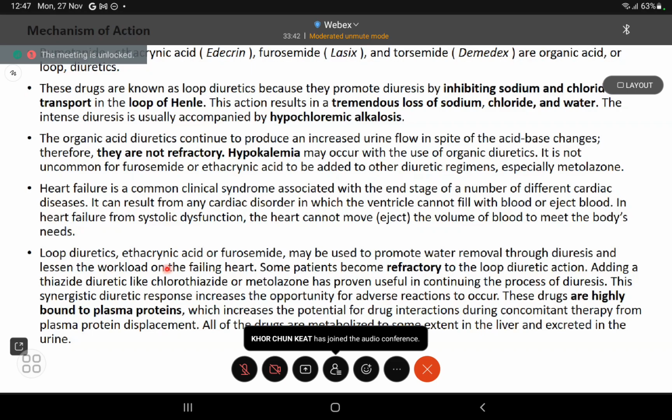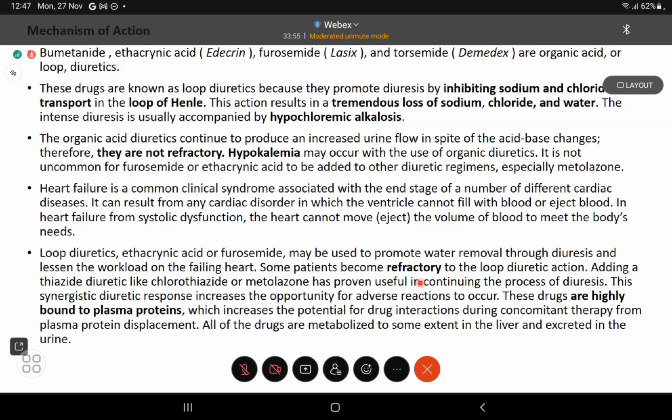So another thing is that in certain conditions, ethacrynic acid and furosemide may sometimes also cause refractoriness. If you use them with metolazone and chlorothiazide as well, you use two drugs that might cause refractoriness. Because why? The drugs are highly bound to plasma protein.